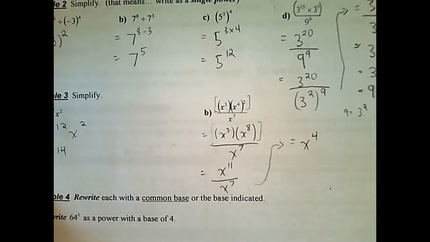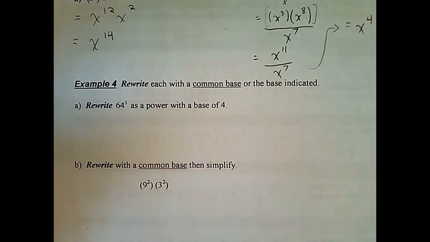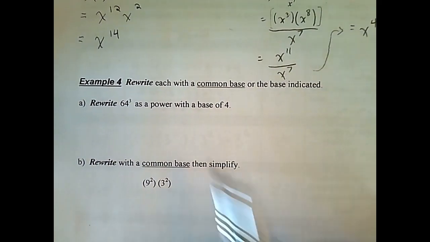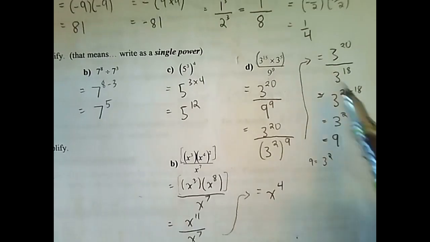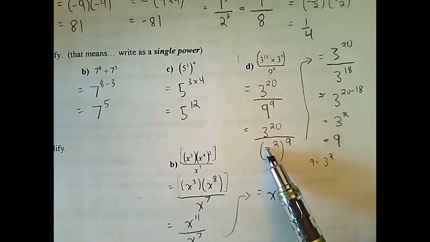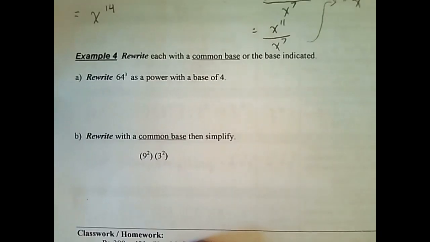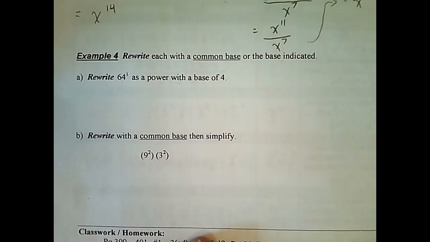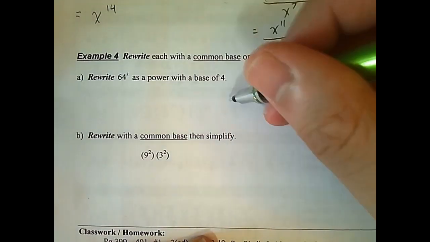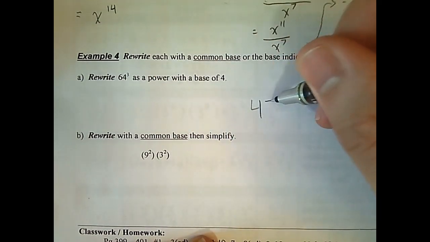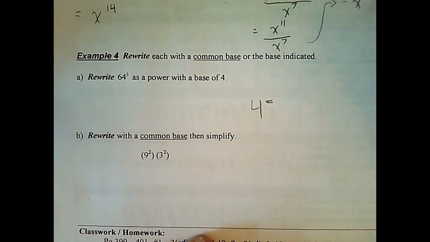All right, example 4, it says rewrite each with a common base or the base indicated. So it's actually very similar to what we did over here, where we can make a 9 equal 3 to the power of 2. So it says rewrite 64 to the power of 3 as a power with a base of 4. So we want it to equal 4 to the power of something as our answer.